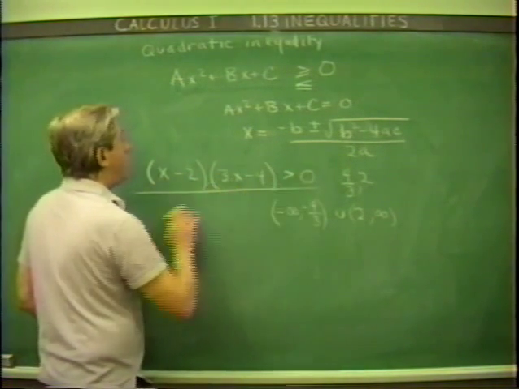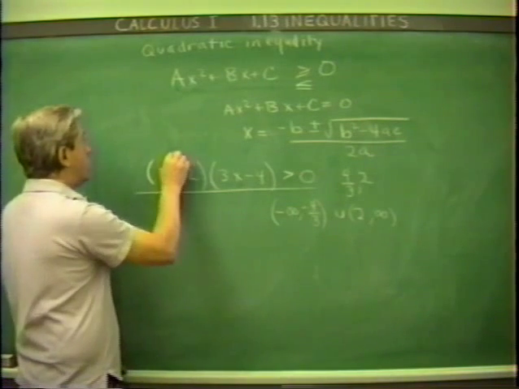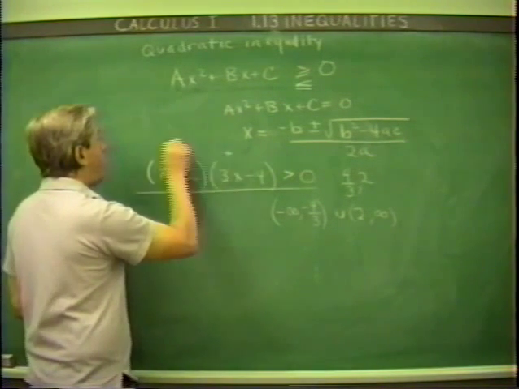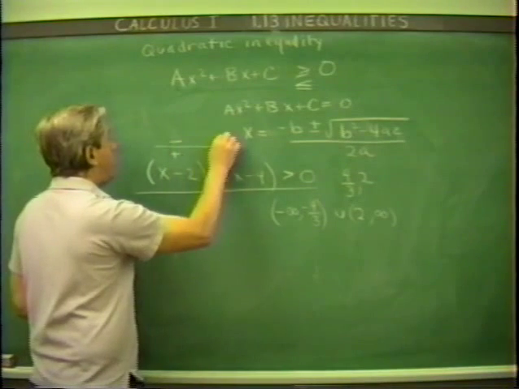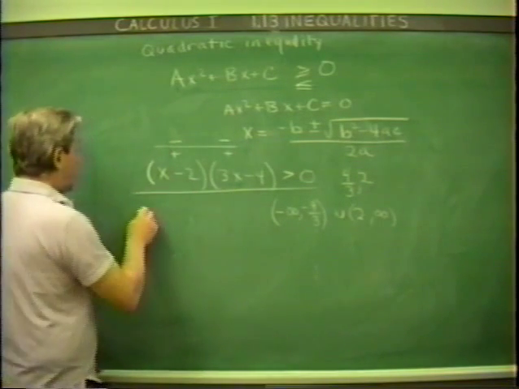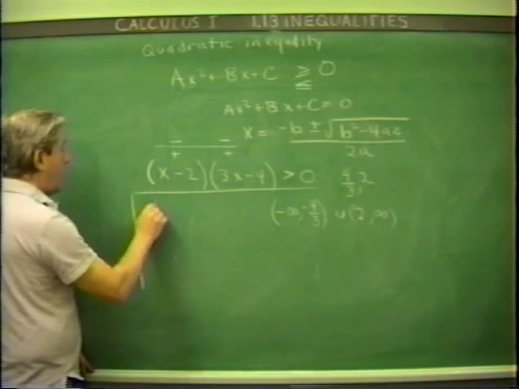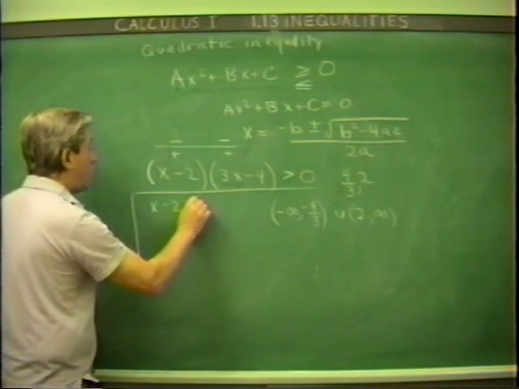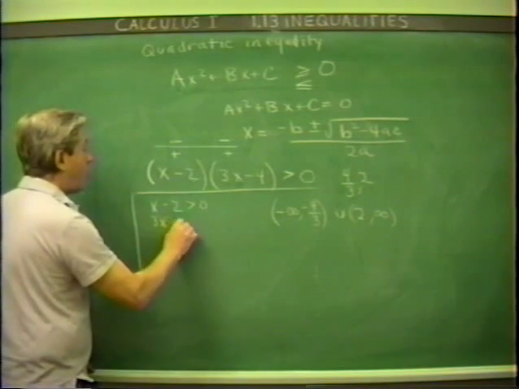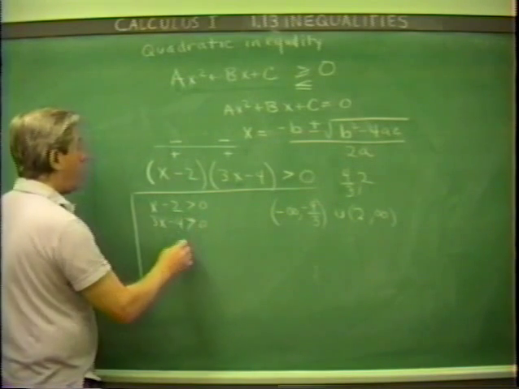One can use logic to solve this as well. One can note that the product of these two numbers is going to be positive only in two cases. One case is when both numbers are positive, and the other case is when both numbers are negative. So we have two cases.